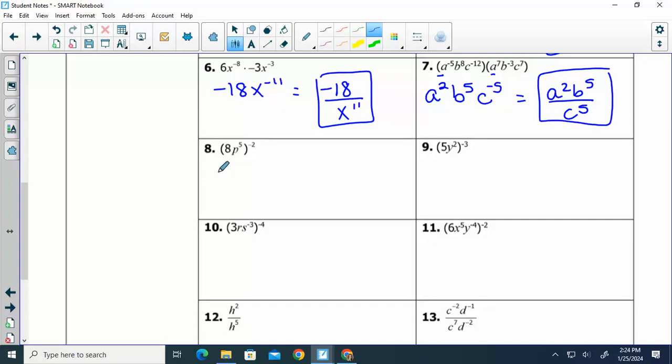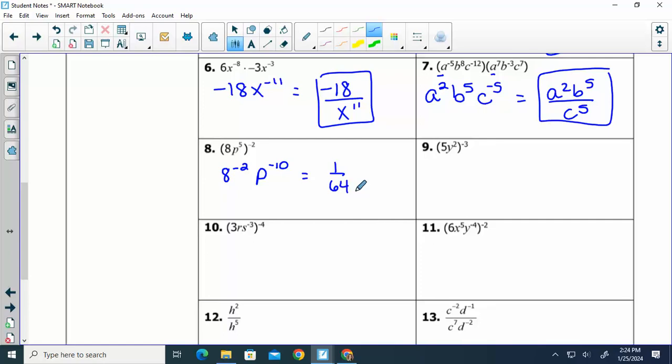8 to the second power. This becomes 8 to the negative 2 and P to the negative... what is 8 to the negative 2? 64. 8 squared is 64. The negative would make it 1 over 64. You can do that on your calculator as well.